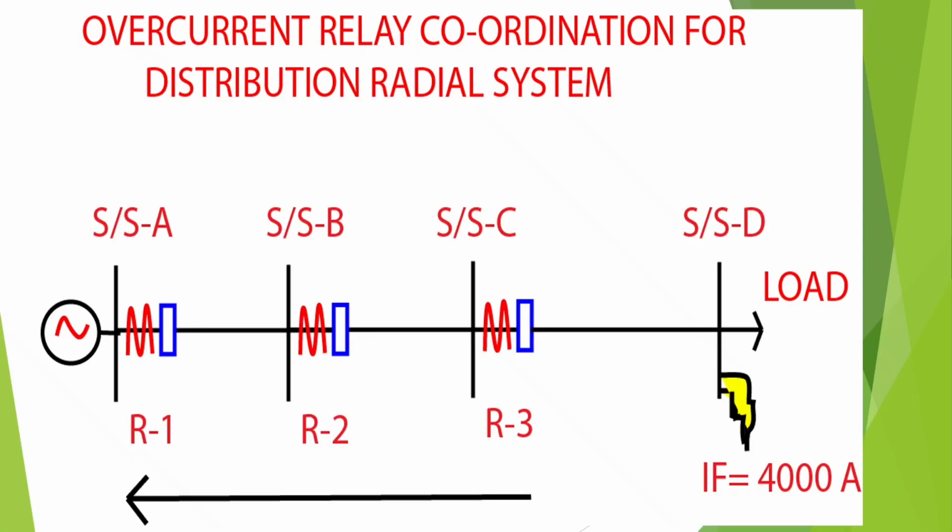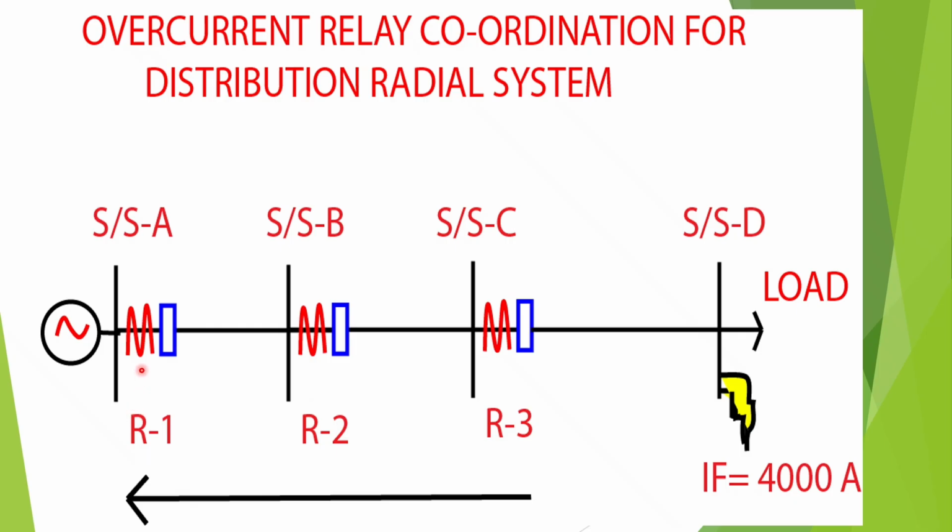Hello friends, today I'll discuss how the overcurrent relay is coordinated for a distribution radial system. In this diagram, a radial distribution system is shown where the substation end is connected with the source. Between substation B and A we have one distribution line, from substation B to C is connected via one distribution line, and again substation C to D is connected via a distribution line. Load is connected at all the substations, that is D, C, B and A.